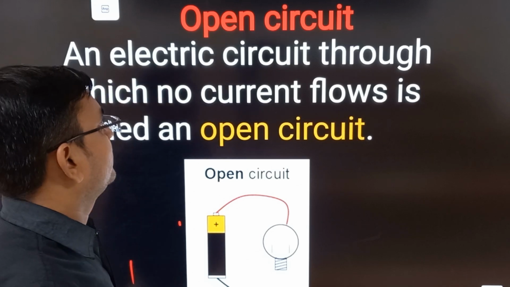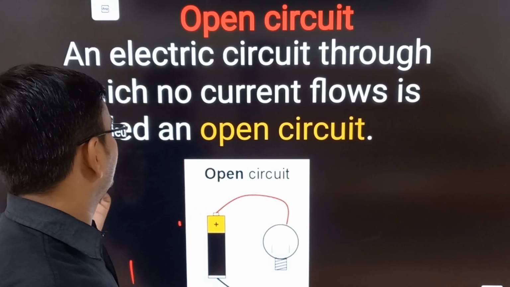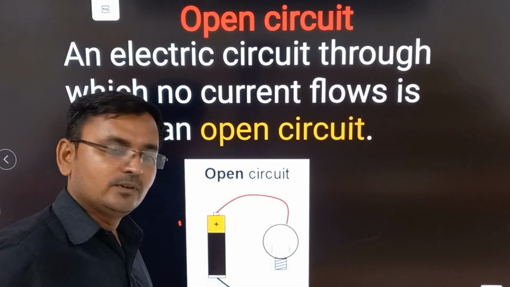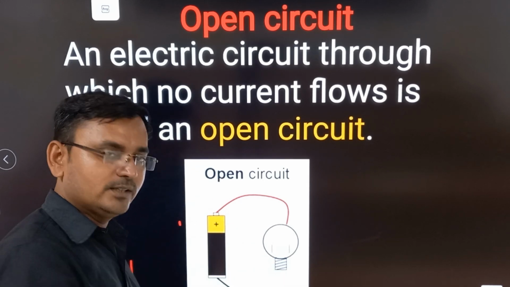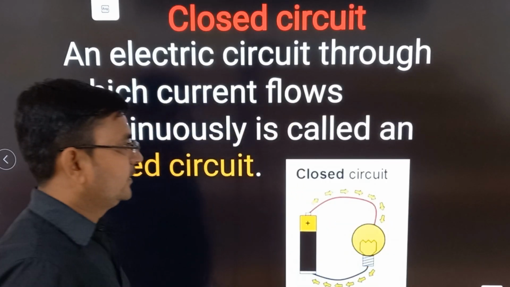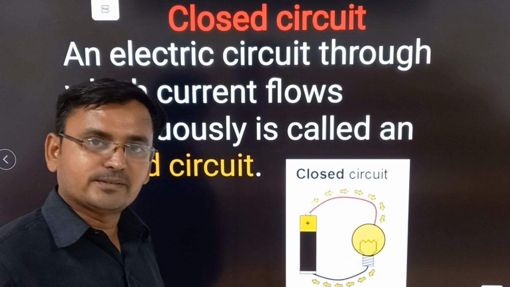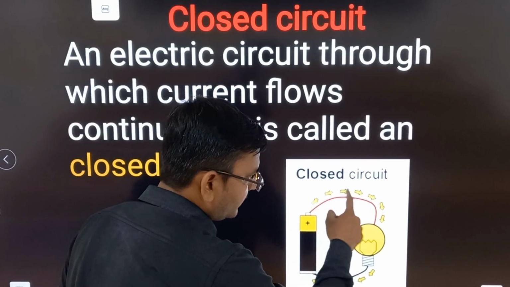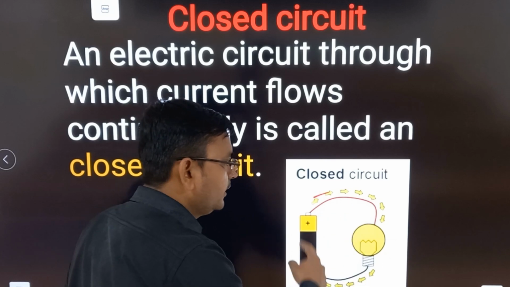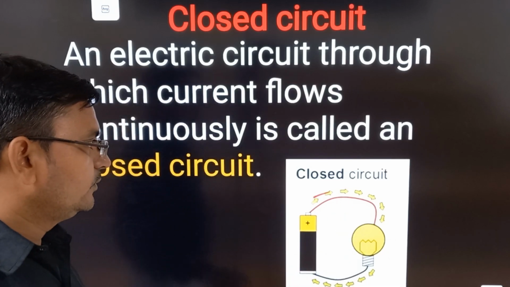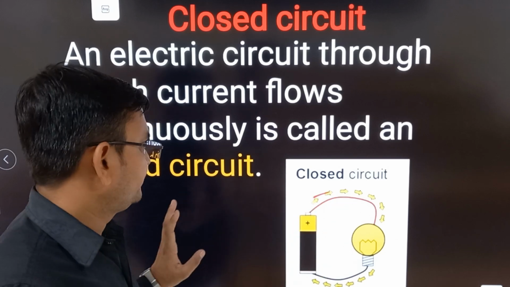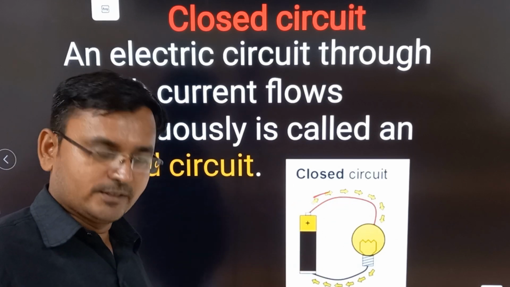So an electric circuit through which no current flows is called an open circuit. So this is a gap. Due to this, current cannot flow through this circuit. So this is an open circuit. Now, an example of a closed circuit. Here we can see current is flowing through this circuit. It is a closed path. So current can flow only through a closed path. So this is a closed circuit.